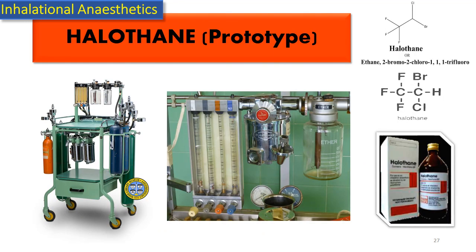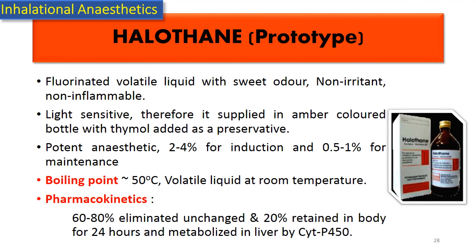Halothane is the first fluorinated inhalational anesthetic agent, which was introduced in 1956. Halothane is a fluorinated volatile liquid with sweet odor, non-irritant, non-inflammable. It is light sensitive, therefore it's supplied in amber colored bottle with thymol added as preservative. Potent anesthetic agent, 2 to 4% used for induction and 0.5 to 1% for maintenance. Its boiling point is 50 degrees Celsius and it is volatile at room temperature.